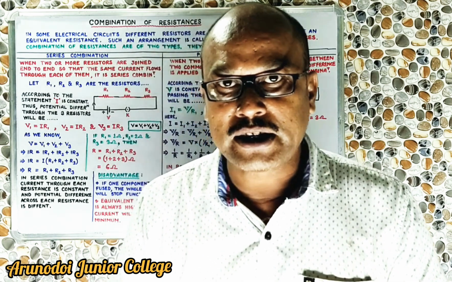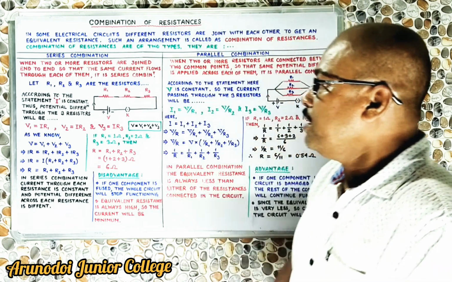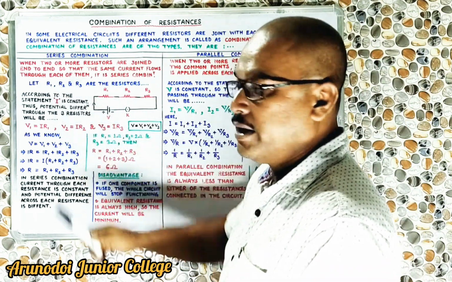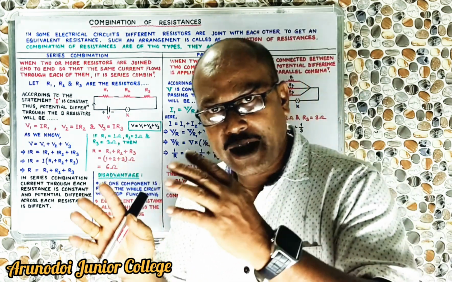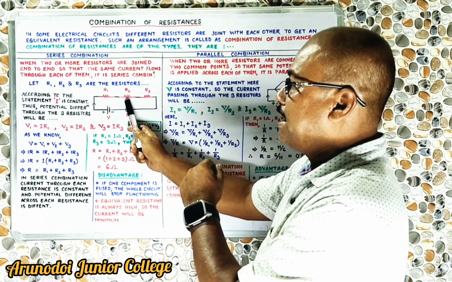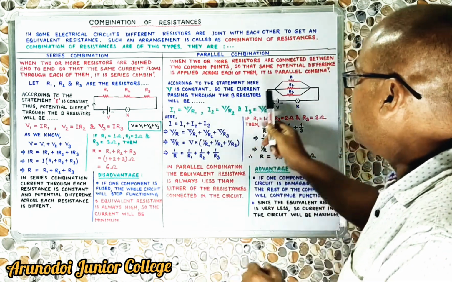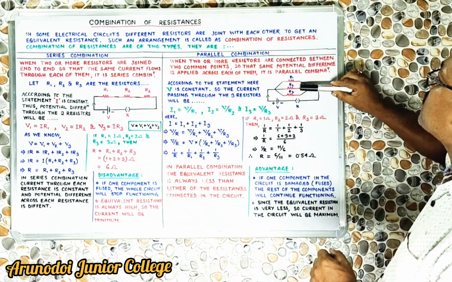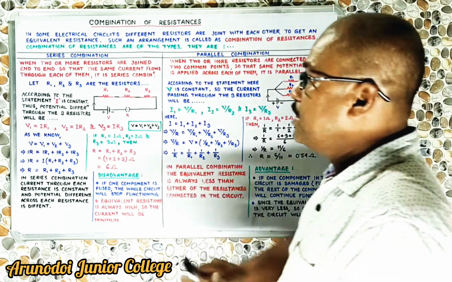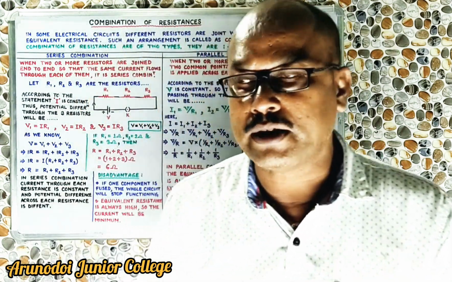Now let us understand this series combination and parallel combination with the help of diagrams. Imagine we have three resistors, R1, R2 and R3. This is R1, the first resistor, this is the second resistor R2, and this is the third resistor R3. In this diagram also we have these resistors R1, R2 and R3. So these are the three resistors we are taking into consideration in both the diagrams.